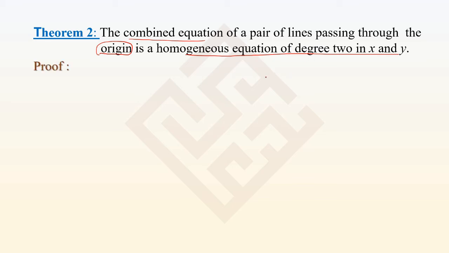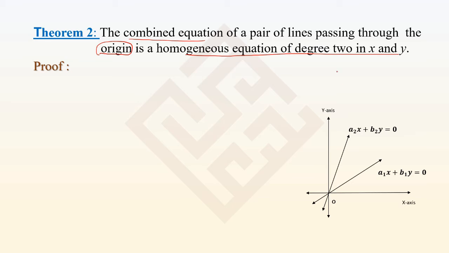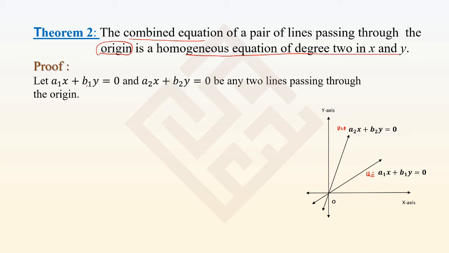In the proof, let's look at the figure. Let us consider two equations. So one equation is u is equal to 0 and we'll take v is equal to 0. So for u we take the equation a1x plus b1y is equal to 0, and v is going to represent a2x plus b2y is equal to 0. So let a1x plus b1y is equal to 0 and a2x plus b2y is equal to 0 be the two lines passing through the origin.